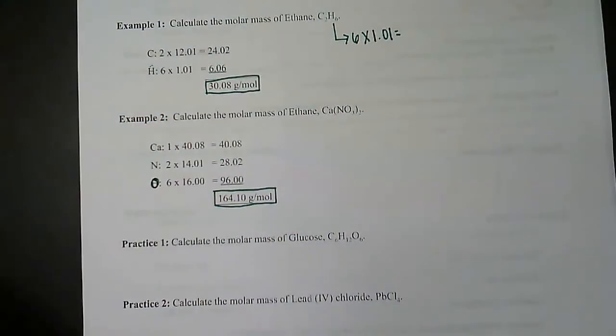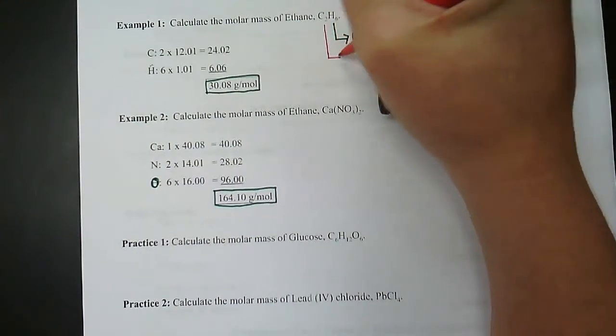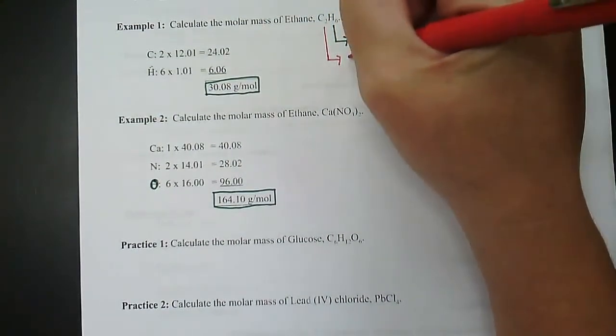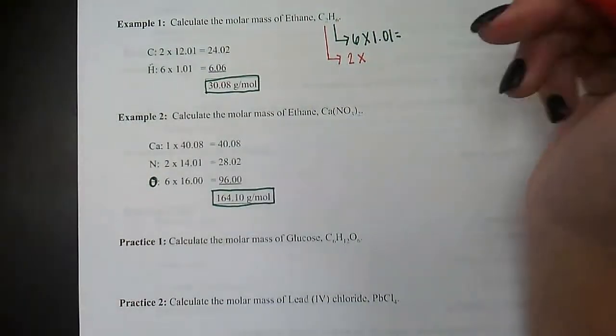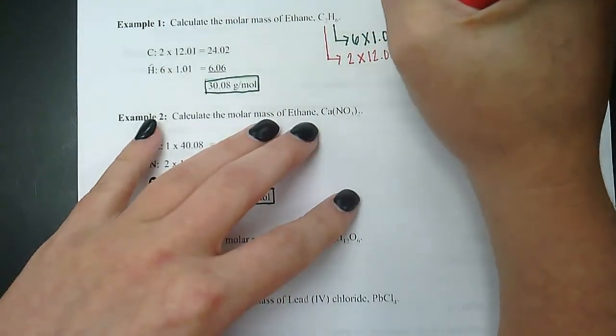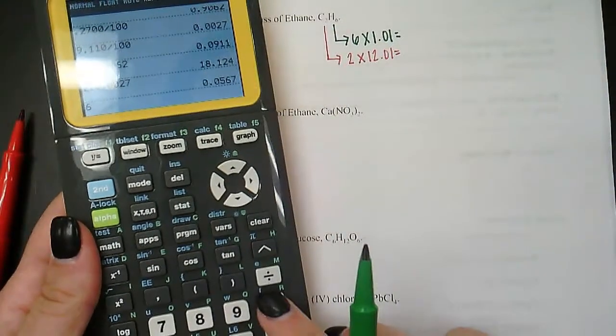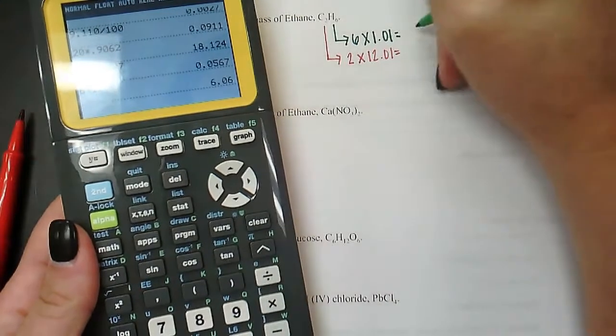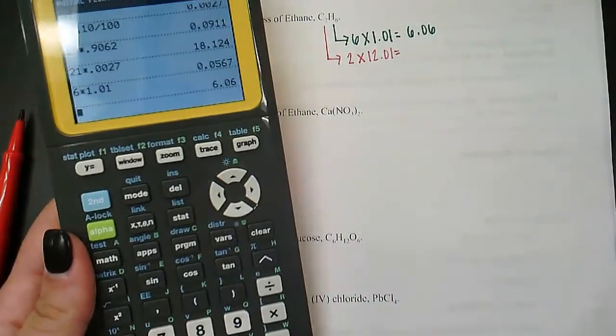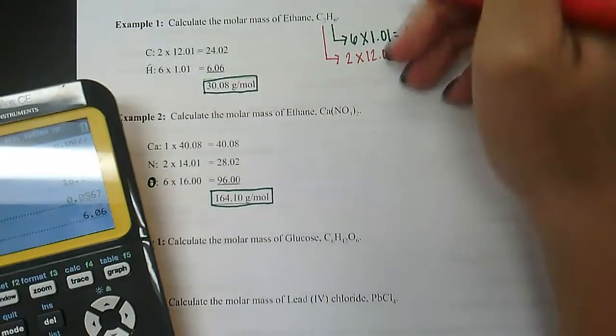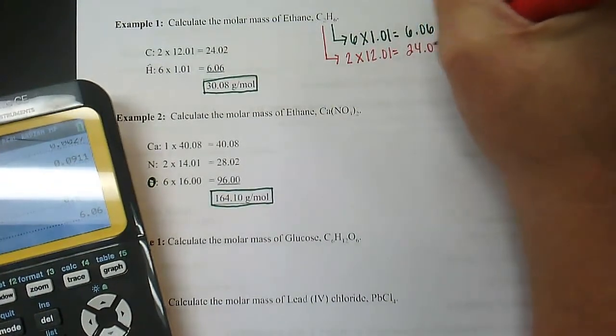And then I'm going to switch colors, because when I switch colors, it helps me keep things organized. I'm going to take my next arrow and bring it down, and it tells me that I have 2 carbon. So I'm going to do 2 times our mass of carbon, which again, the periodic table says 12.01, equals. So 6 times 1.01 gives me 6.06, and over here, it gives me 24.02.